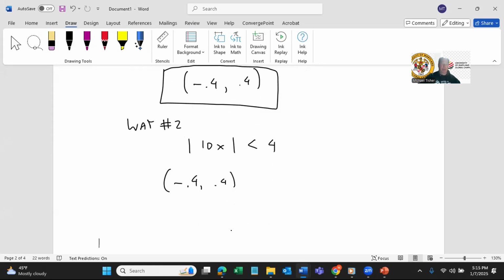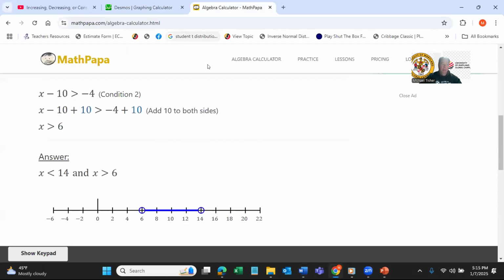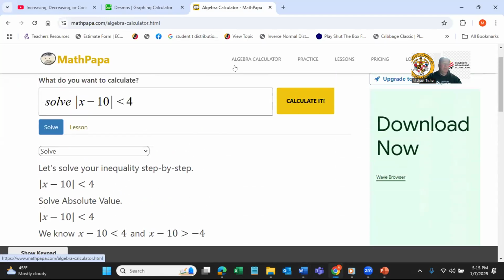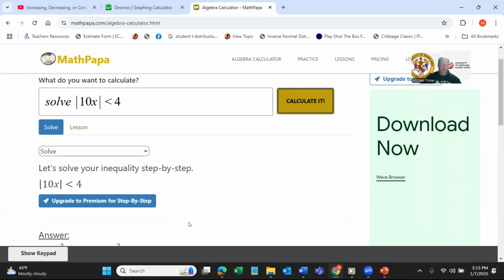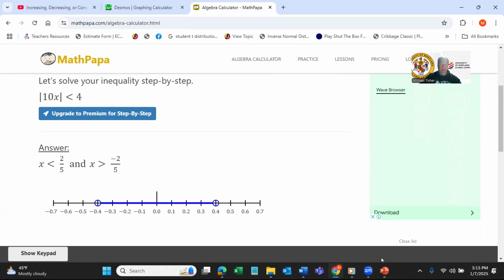And now let's do number 3 by, once again, going to mathpapa.com. Okay, let's solve the absolute value of 10x less than 4. Calculate it. All right, and this time it wants me to upgrade, which I'm not going to, but we'll go to the answer here. And here it is, very nicely done. And we'll copy this in.